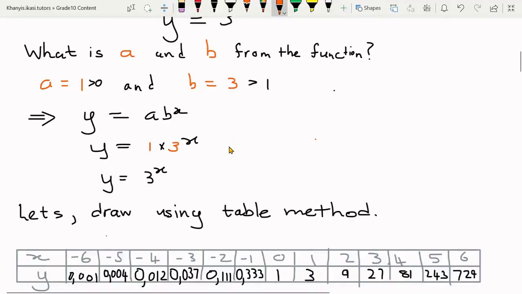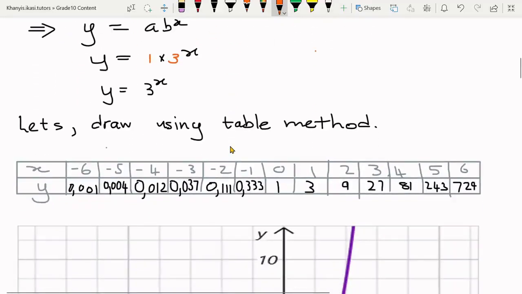Now let's draw this particular graph using the table method. Now please notice here, we use the table method. I chose to start at -6 to +6. You could have started at -3 to 3 or any other place, but there are just 3 things that needed to be in your table method. You need to have negative numbers, you need to have 0, and you need to have positive numbers. That is exactly what has happened here. We have all the negative numbers, -6 to -1. We have 0 in between them, and then we have all the positive numbers from 1 to 6.